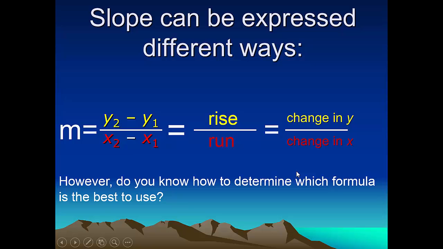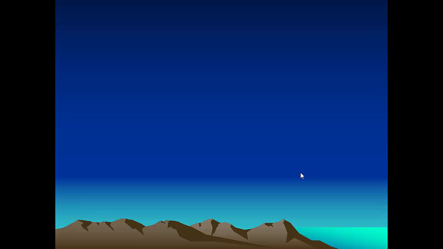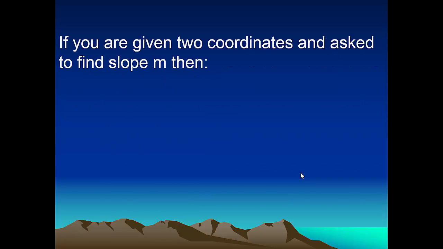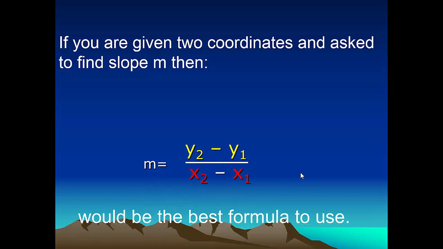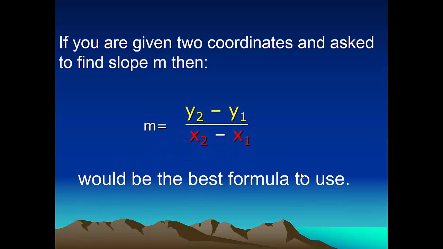Now, do you know how to determine which formula is the best to use? If you are given 2 coordinates and asked to find slope m, then you will use the slope formula. This will be the best formula for you to use.